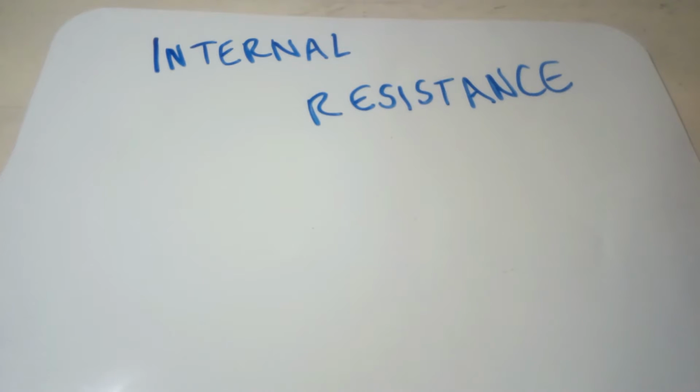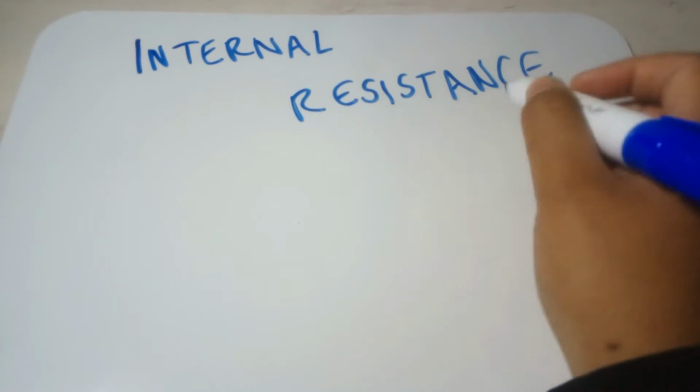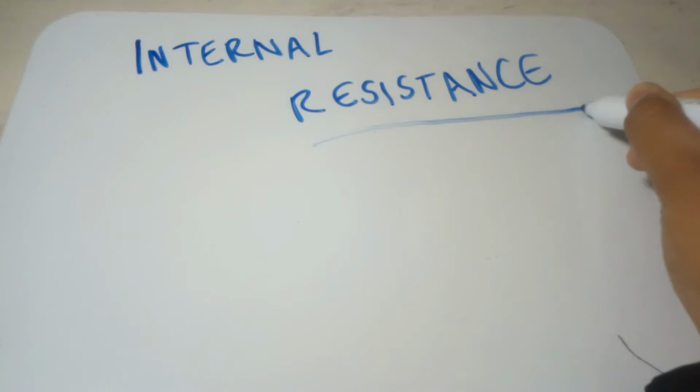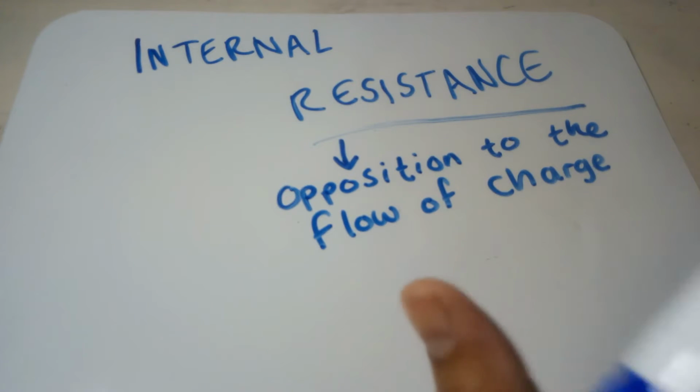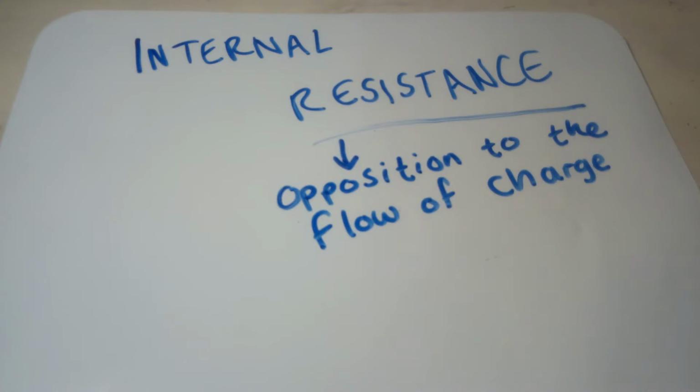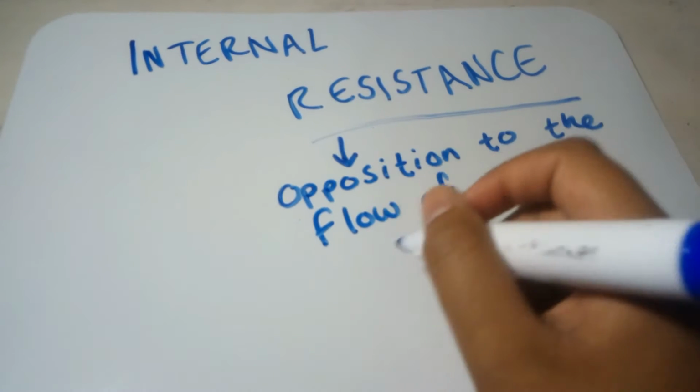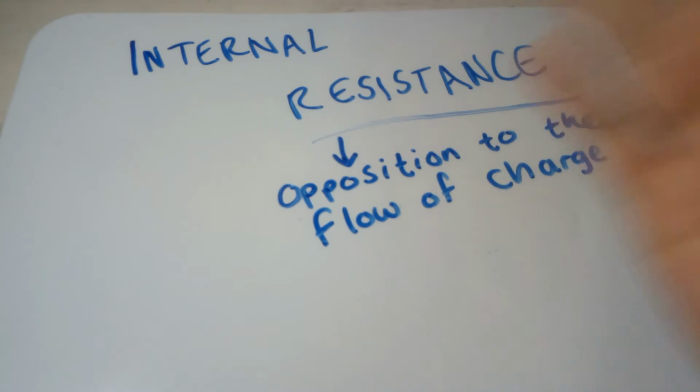One of the coolest topics in grade 11 and 12 electric circuits is internal resistance. Let's go for it. You know that resistance in and of itself means the opposition to the flow of charge, and in an electric circuit it's the opposition to the flow of electrons. And you know that materials have resistance, and some materials have more resistance than others.